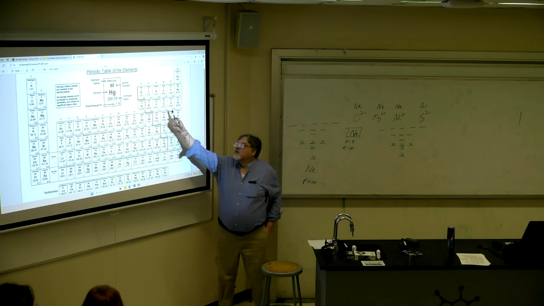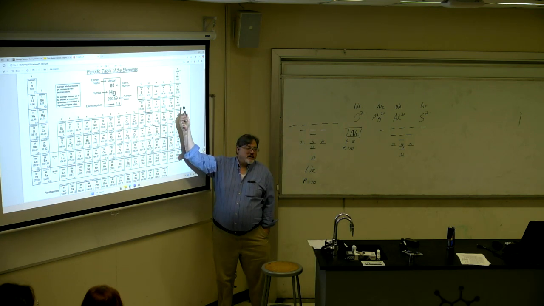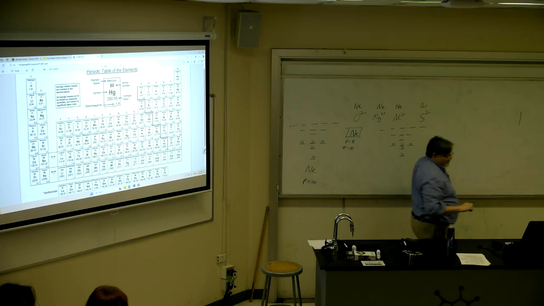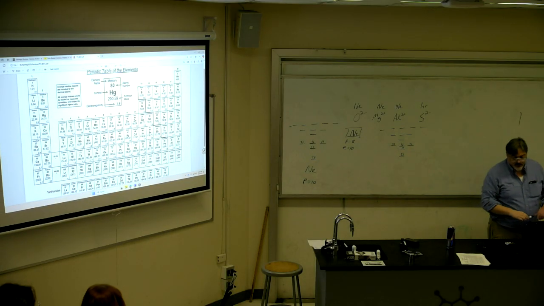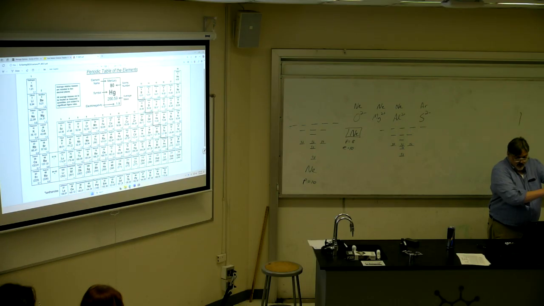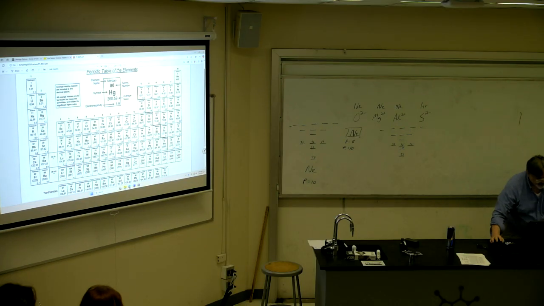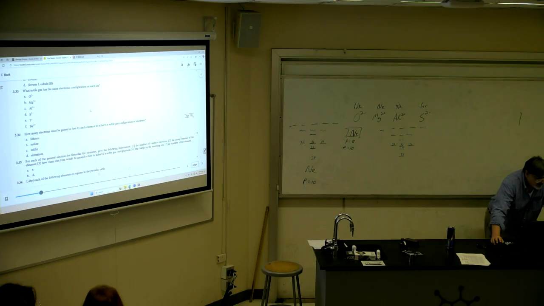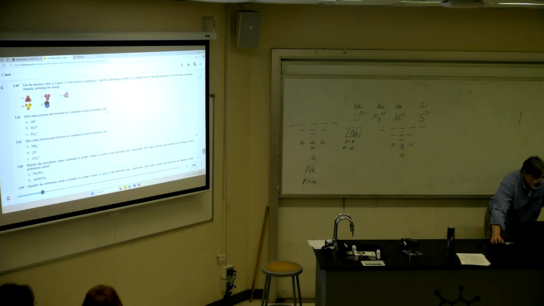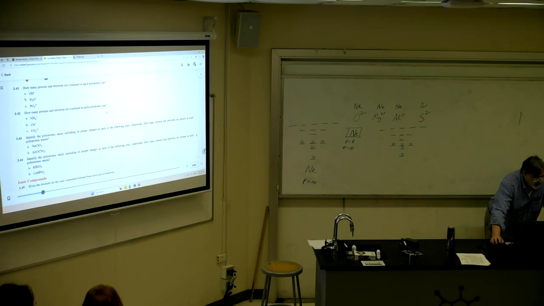Here's sulfur. If it gains 2 electrons, what does it become like? This one will be like argon. There's sulfur. It gains 2 electrons, it becomes the electron configuration of argon. It doesn't have the same number of protons as argon, and that's how it ends up being charged. Two negative. Those are those types of questions.